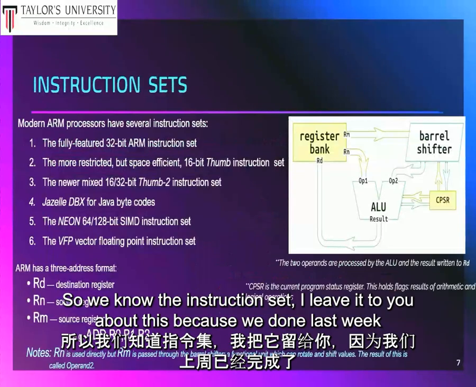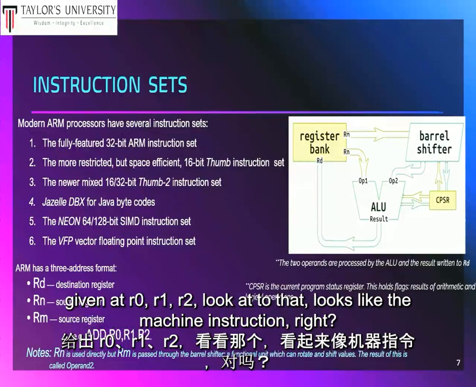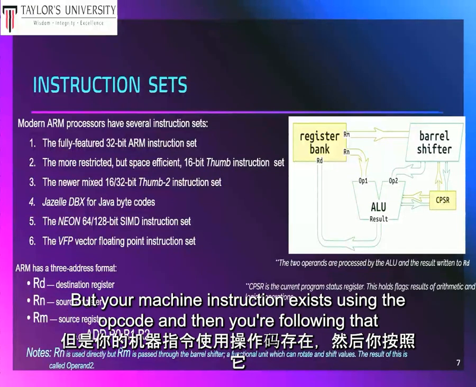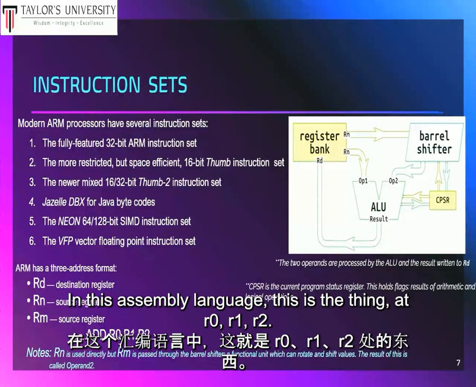Continue. So we know the instruction set. I leave it to you because we did the instruction set last week. If you look at the instruction set and compare it to the assembly language down there, for example ADD R0, R1, R2, it looks like the machine instruction, right? But your machine instruction uses the opcode followed by 4 digits, 4 bits. In this assembly language, it is ADD R0, R1, R2.